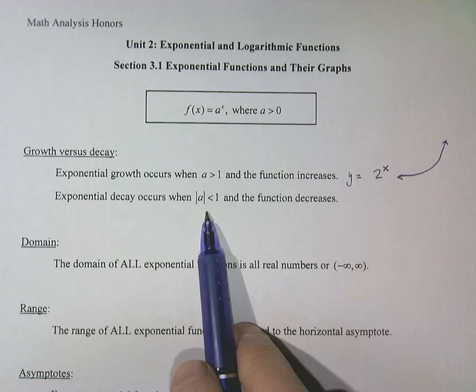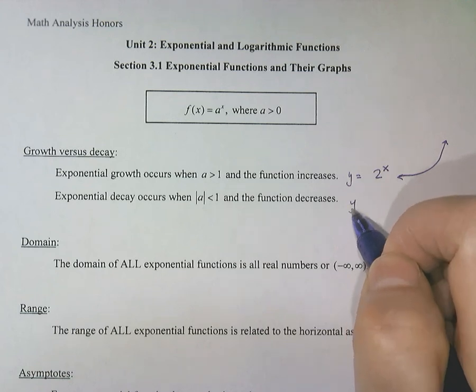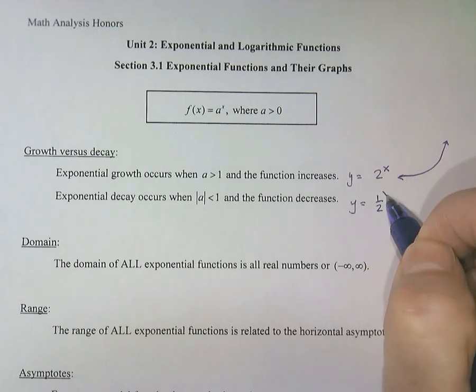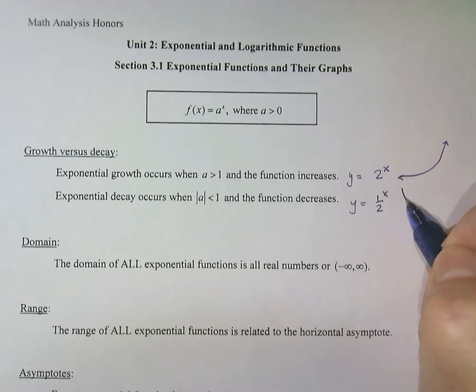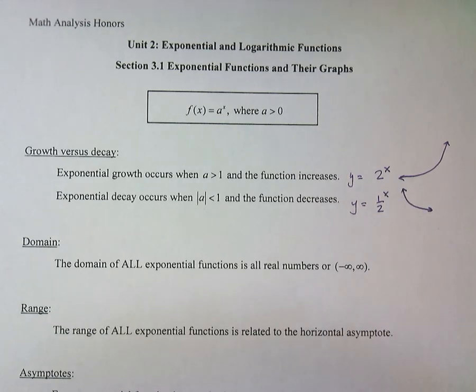It's a decay if the a value is less than 1. It has to be positive because then we're talking about reflections. So it would be something like y equals 1/2 to the x power, and a decay looks like this. You see growth and decay modeled a lot in science classes.